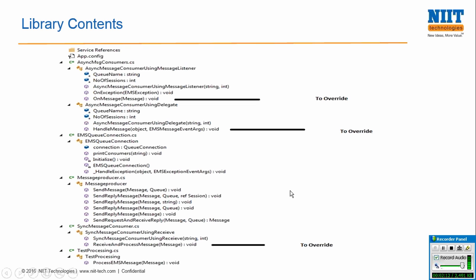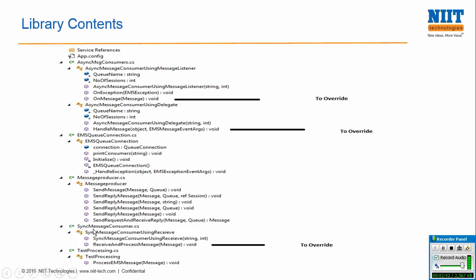So these are the library contents of the DLL, and you can see that there are two asynchronous consumers, one using a message listener and the other using a delegate, and then of course there are the EMS connection and the message producers' overridden methods. There are quite a few of them, and they are implemented in the library, and there will probably be a lot more as and when we further develop this library.